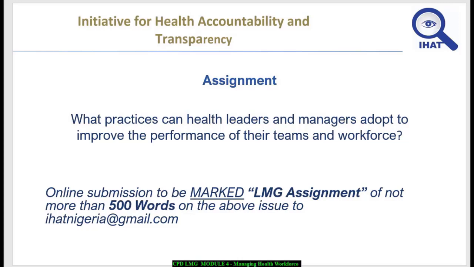Let us take this assignment. What practices can health leaders and managers adopt to improve the performance of their teams and workforce? It should be an online submission to be marked as the LMG assignment and should not be more than 500 words and should be mailed to iheartnigeria@gmail.com.